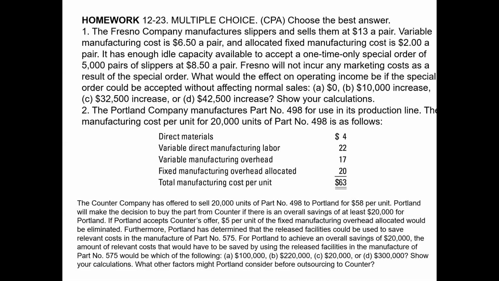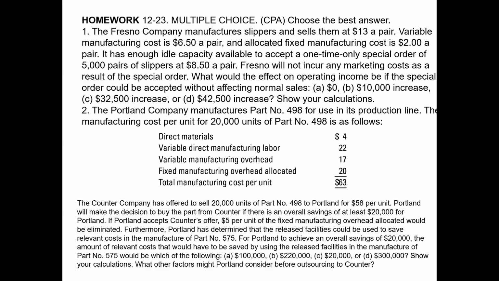Okay, this company has idle capacity to accept a one-time special order of 5,000 pairs of slippers at $8.50 a pair. So normally they get 13. What's going to be important here is to look at $8.50. Is that going to be greater than their incremental cost of producing those additional 5,000 pairs? Again, it indicates there's no marketing cost, and they simply want us to indicate what the effect would be on operating income if the special order could be accepted without affecting normal orders.